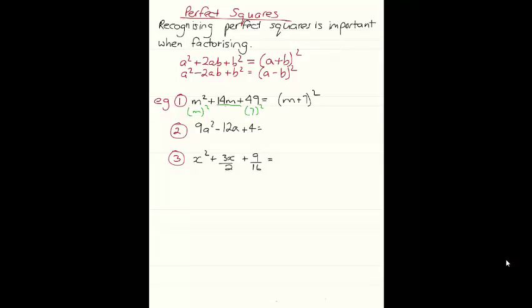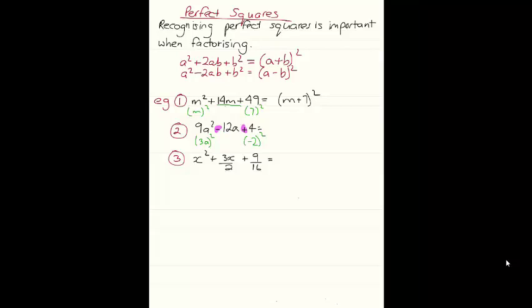And it works even if the leading coefficient isn't 1. So 9a squared is actually (3a) all squared. 4, now be careful here, our middle term is a negative. Because our middle term is negative, but our last term is positive, what that means is that we have two negative terms. Well, what negative number squared gives me 4? Well, that would be negative 2.